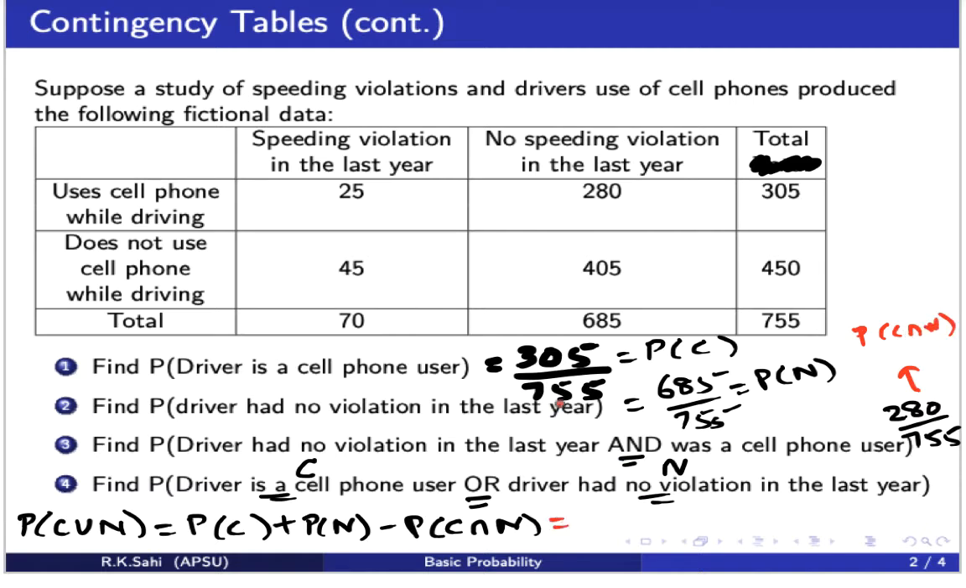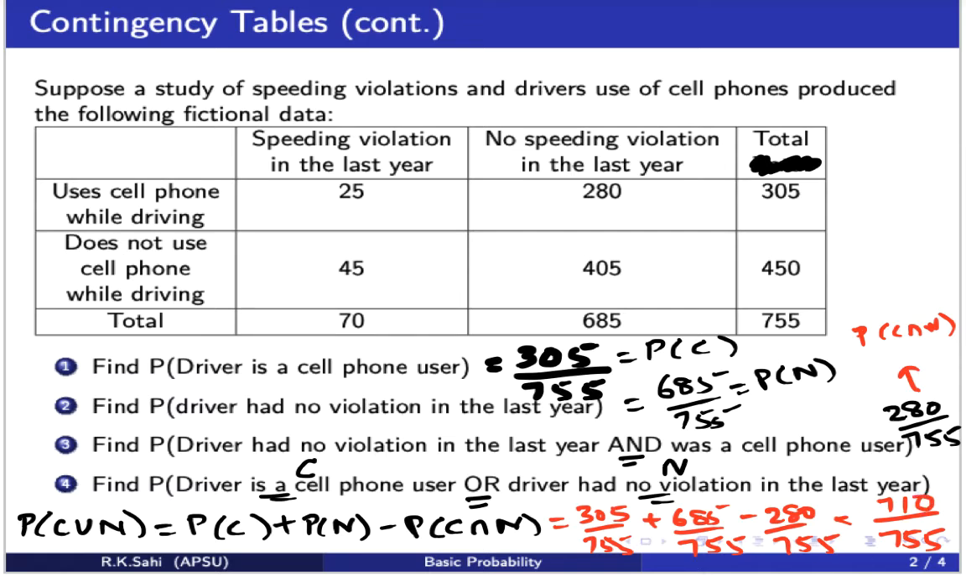So we just basically write down all these values we have got. 305 is the probability of a cell phone user, so it's 305 over 755, plus the driver had no violations, 685 over 755, minus the no violation and a cell phone user, that's 280 over 755. It's very simple math. So add and subtract these numbers here. The answer is 710 over 755.